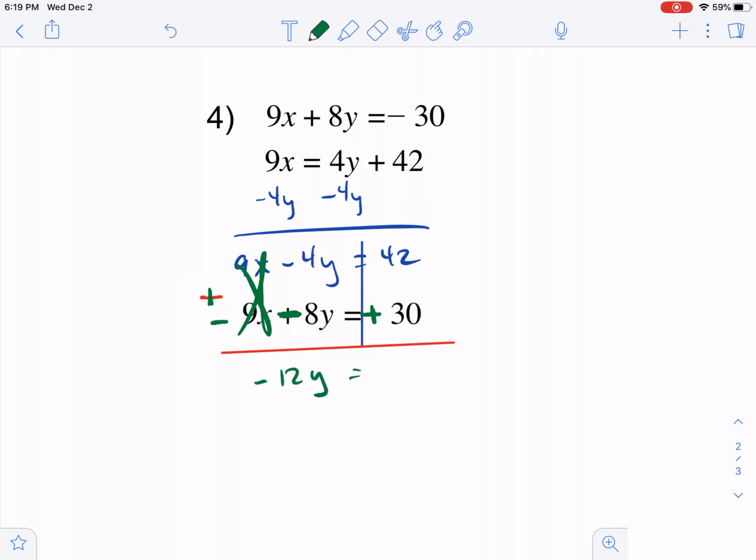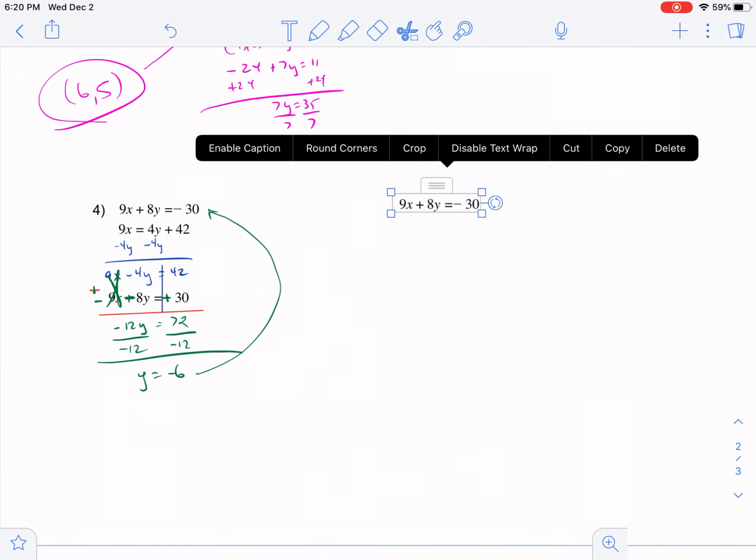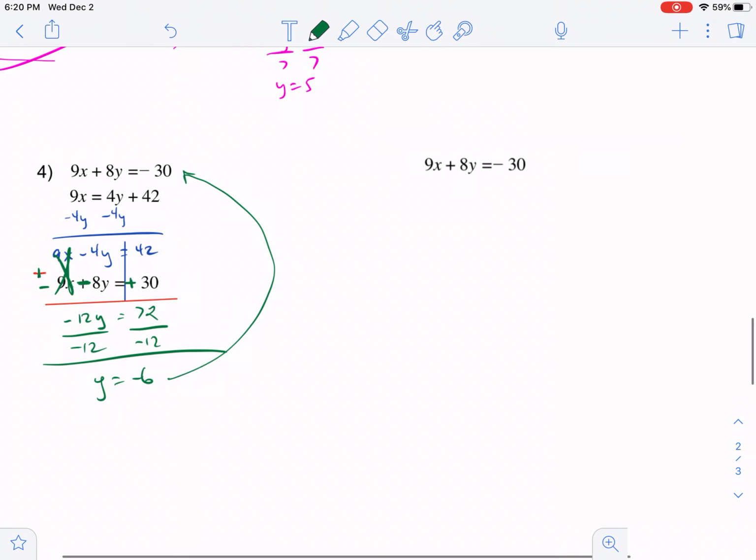And then 42 plus 30 is 72. Divide by negative 12, divide by negative 12. And I get y equals negative 6. I'm then going to plug it back into this guy right over here. Ooh, I have so much room over here.